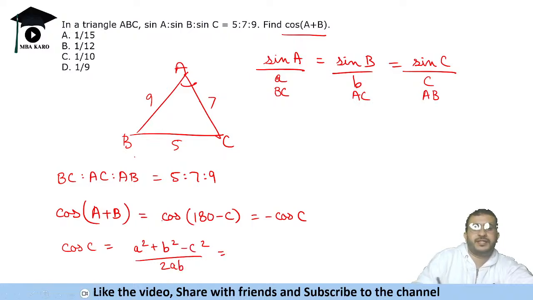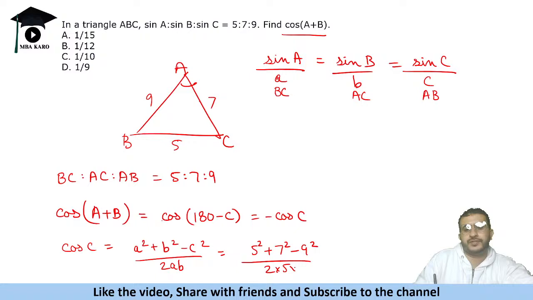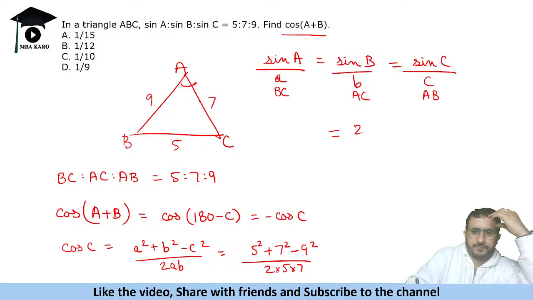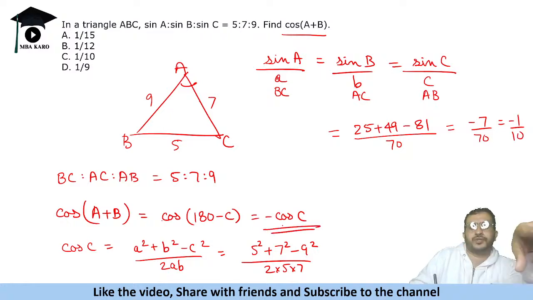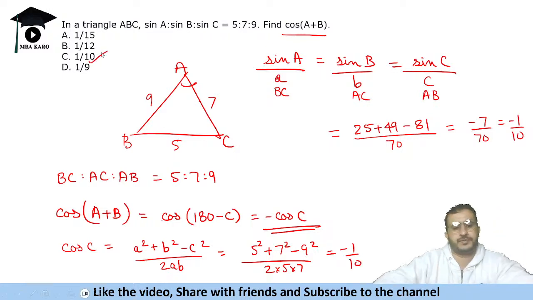So a square is basically this side, which is 5. So 5 square plus 7 square minus 9 square upon 2 into 5 into 7. 5 square is 25 plus 49 minus 81 upon 70. So this will be minus 7 by 70, which is minus 1 by 10. We have to find minus cos C. Cos C is minus 1 by 10, so taking the negative we get 1 by 10 as the answer.